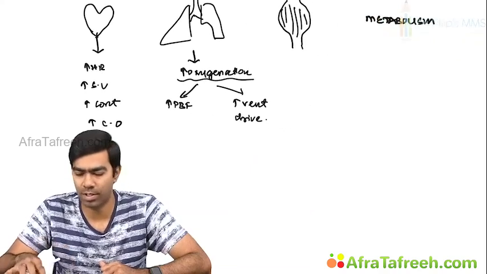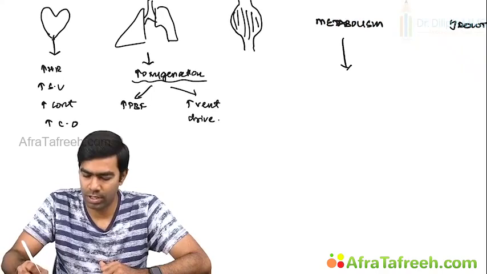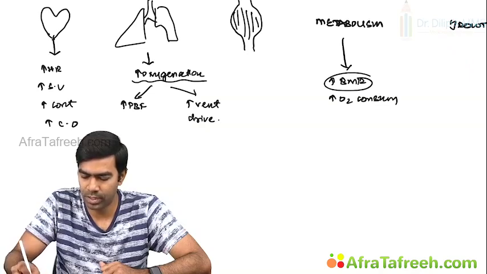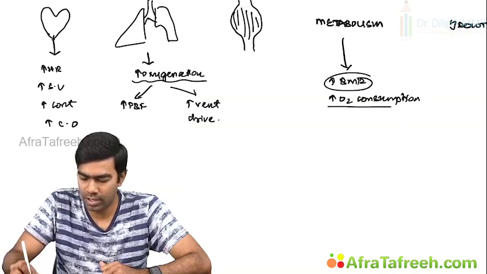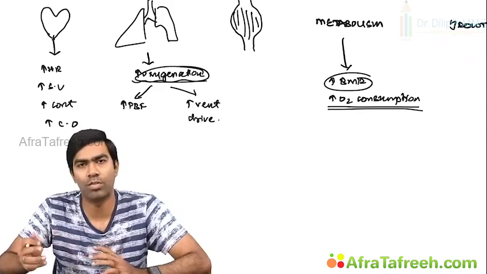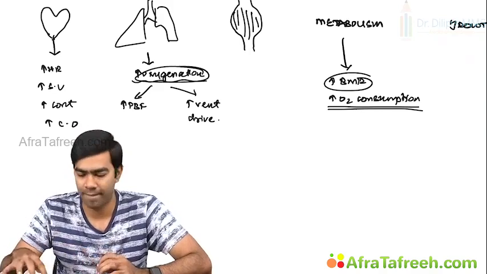Why do they increase the oxygenation? Because they are going to increase the basal metabolic rate, which means they are going to increase the oxygen consumption by the cells. When they need to increase the oxygen consumption, they have to increase the oxygenation. Then only it's possible. So both will be activated simultaneously.